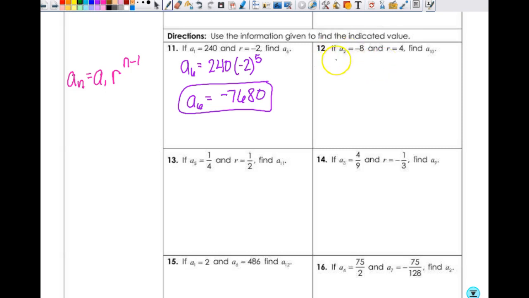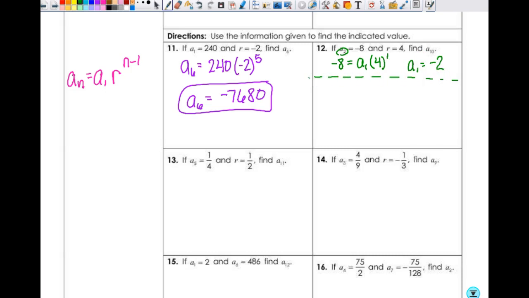We've got to use what we have to find a1 so we can do the rest. So that means we use a2, which is negative 8. That's equal to a1, which we don't know, times r, which is 4, to the n minus 1 power. What is n in this case? 2. So 2 minus 1 is 1. So basically, I just divide by 4, and I get a1 equals negative 2. Okay.